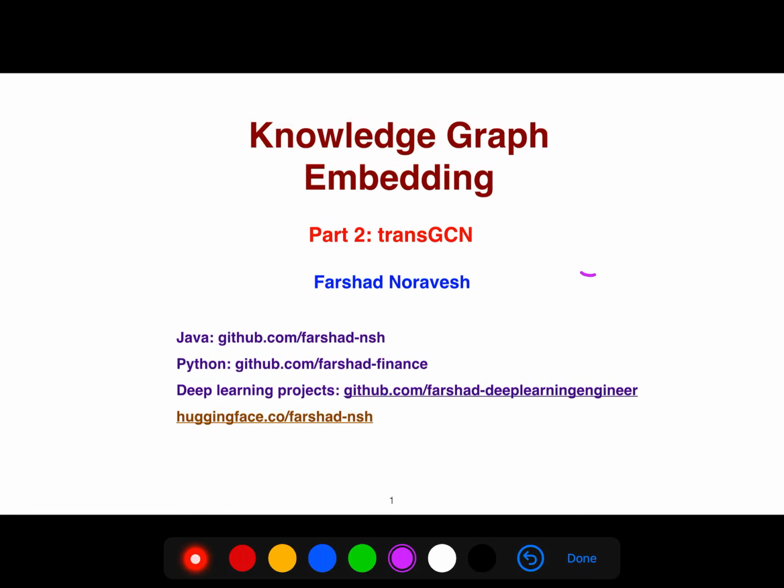So now I want to talk about TransGCN, which is another algorithm for knowledge graph embedding. Like TransE, it uses the translation idea for embedding: for example, heads and relations, if you sum them, should be close to the tail. So heads plus relations should be close to tails. But now the idea is that we want to add graph convolutional networks and take advantage of those graph neural networks.